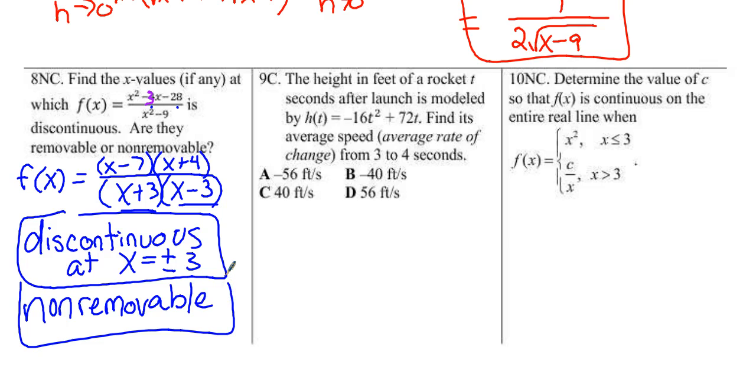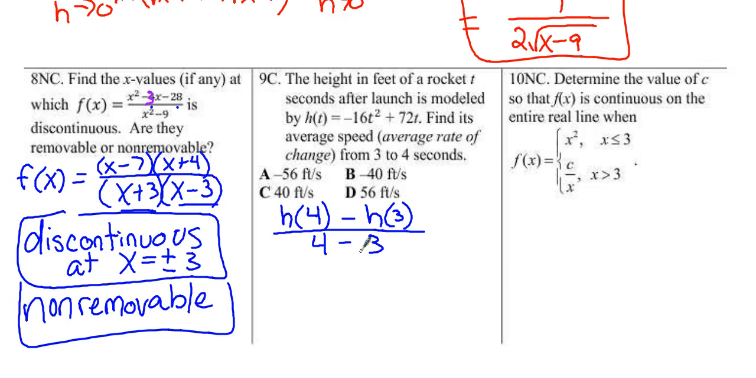Number 9. We want to find the average speed. Hint, average rate of change. Average rate of change is the slope formula, which is f of b minus f of a over b minus a, but we're using h. So h of 4 minus h of 3. You could write it the other way around, but you have to write it the other way around in the denominator also. So I'm just going to write it that way.